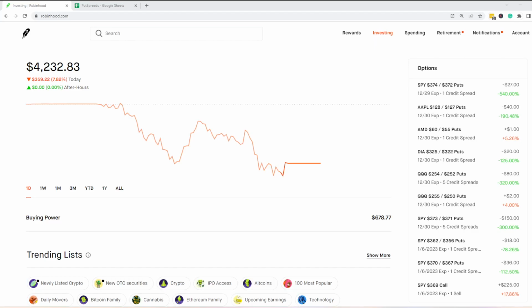Very red day in the market today for this portfolio. I just wanted to make an update. I'm going to start a new challenge for this particular account that I have on Robinhood. Not a whole lot of money. It's going to be a small account challenge.